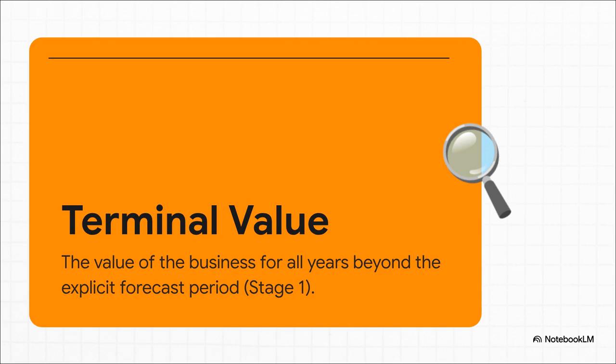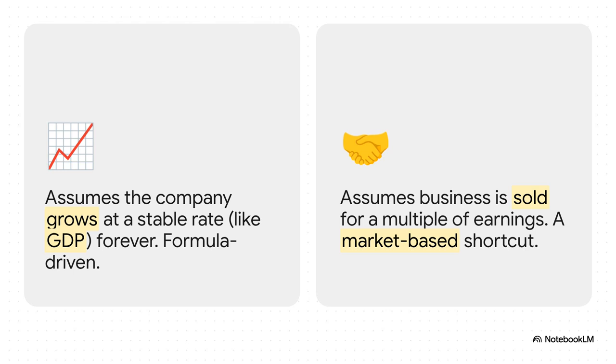A good company doesn't just stop existing. That's where terminal value comes into play. It's basically one single number that represents the entire value of the business from the end of our forecast on into the future, forever. And there are really 2 main ways people calculate this. The perpetuity growth method just assumes the company will grow at some slow, steady pace, kind of like the overall economy, forever. The exit multiple method is more of a shortcut.